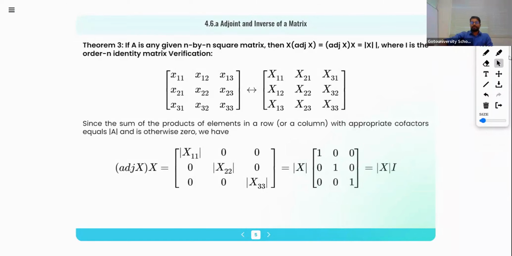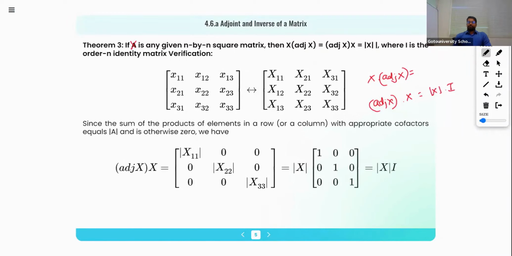What are we doing with this singularity and adjoint of a matrix? Okay, there is a theorem. The theorem states if A is a given n by n square matrix, okay, so you can keep it as X. If X is a square matrix, then X into adjoint of X, if you multiply them in any order, adjoint of X into X, both of them will be equal to determinant of that matrix into I.